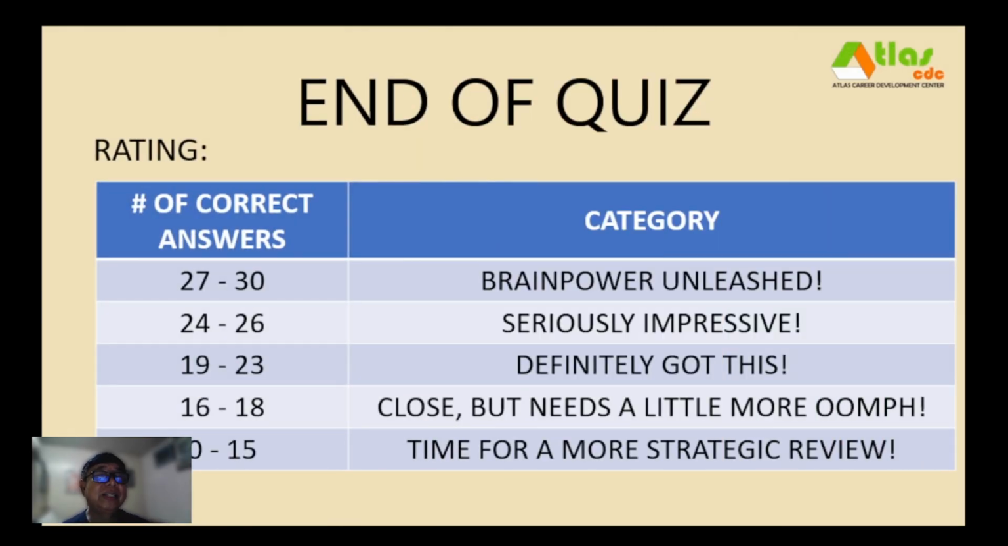Okay, so that's the end of our quiz. Please count your correct answers, total correct answers. So if your score is from 27 to 30, that is brain power unleashed. And if your score is 24 to 26, that is seriously impressive. And if you got 19 to 23, you definitely got this. And if your score is 16 to 18, you are close but need a little more. And if your score is 0 to 15, it is time for a more strategic review.